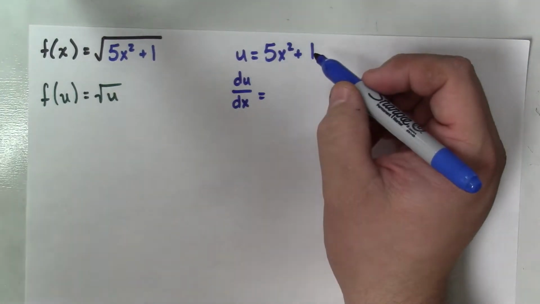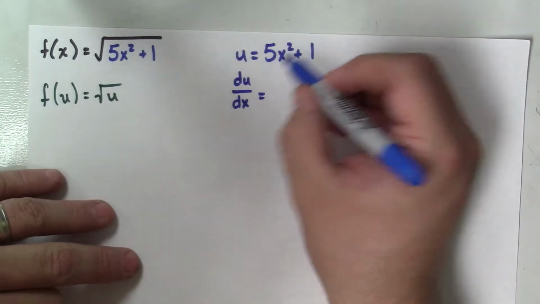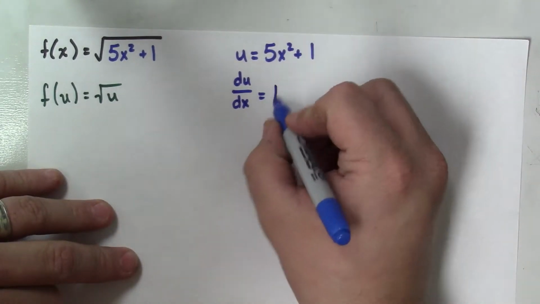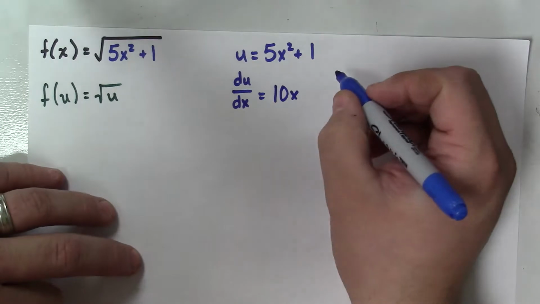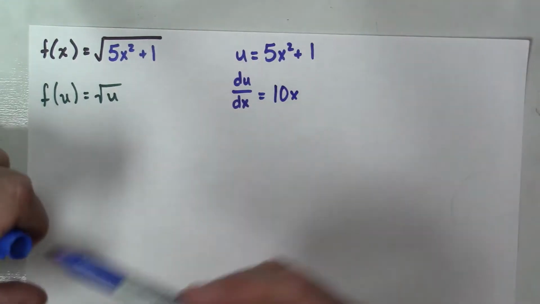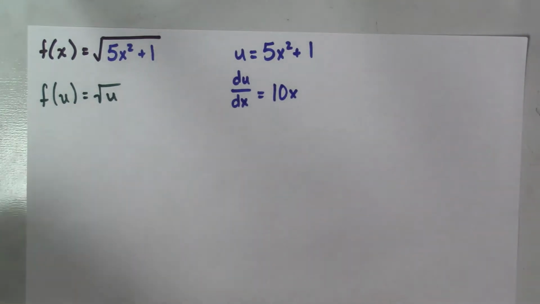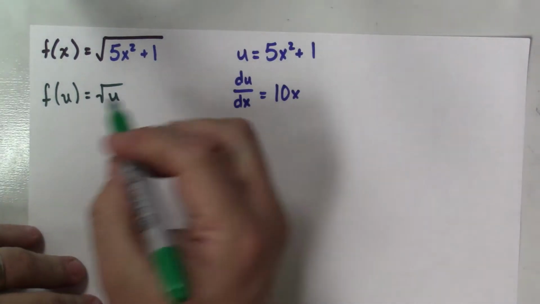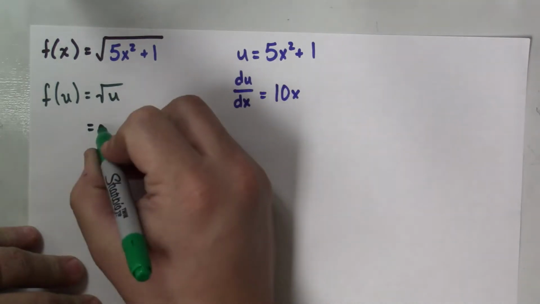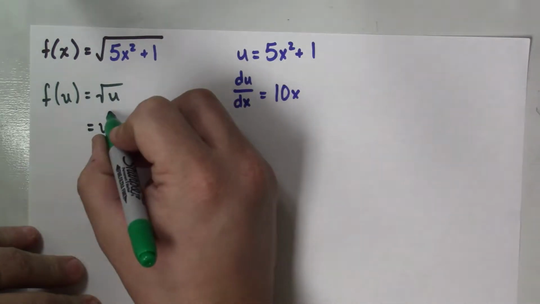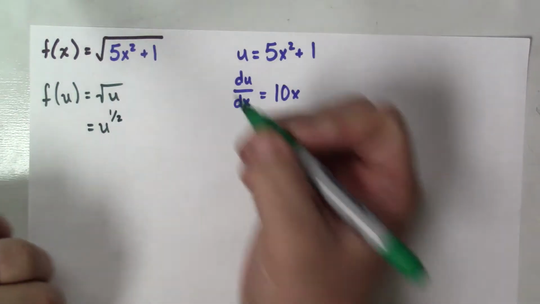Using our power rule and other properties of derivatives, I know that the derivative of 5x squared is 10x, the derivative of 1 is 0, so du dx is 10x. Evaluating the square root is a little more tedious, and what makes this easier is if I rewrite the square root of u as u to the 1/2 power.